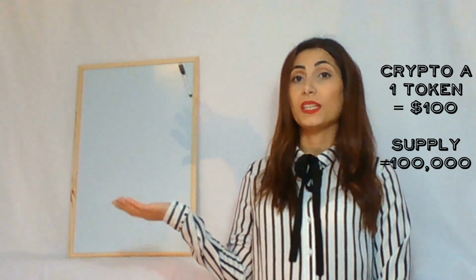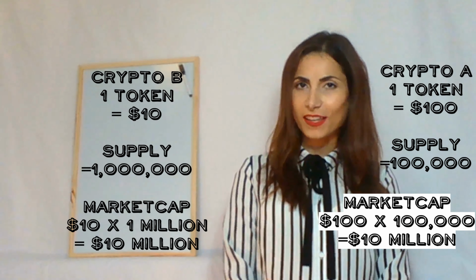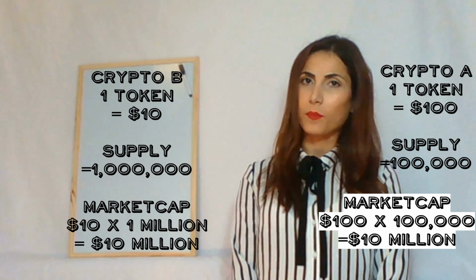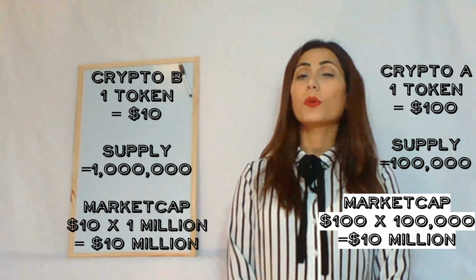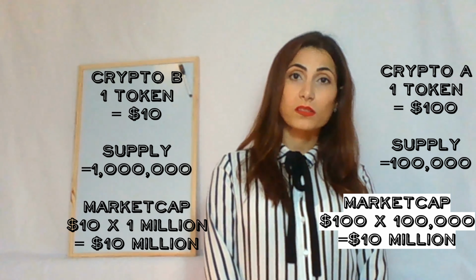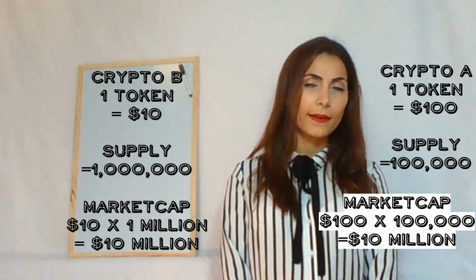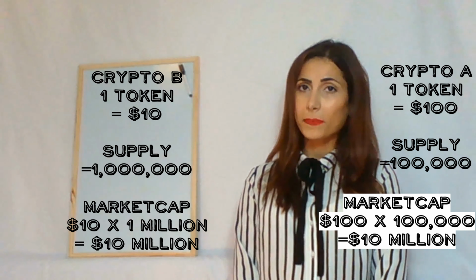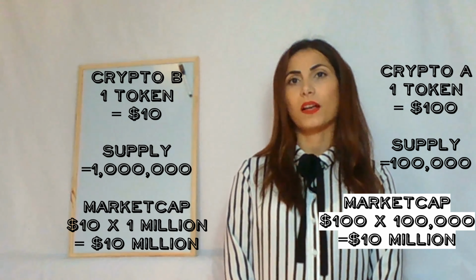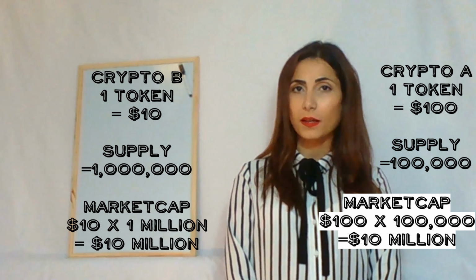If we learn that crypto A has 100,000 tokens and crypto B has 1 million tokens, and if we calculate their market caps, we will see that both have a market cap worth $10 million. 1 token of A is worth the same as 10 tokens of B. Websites like coinmarketcap.com and coingecko.com do these calculations for you and rank the cryptocurrencies according to market cap. You can easily see which cryptocurrencies have more expensive networks and which are cheaper. You can use this same information to determine yourself if the current price is a deal or too expensive.